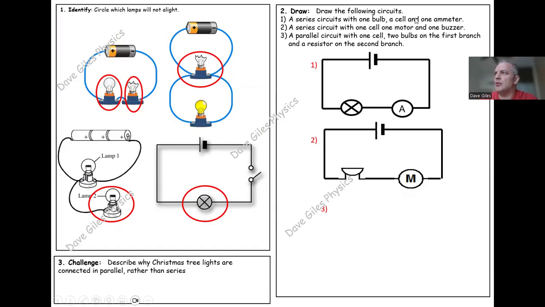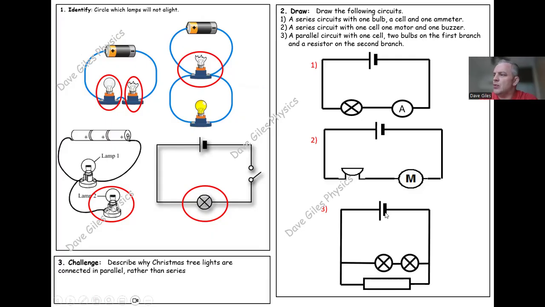Then a parallel circuit with one cell, two bulbs on the first branch, and a resistor on the second branch. So here, because it says you've got two bulbs on the first branch, you have to have them on the same branch, and then you have to have the resistor on a different branch.